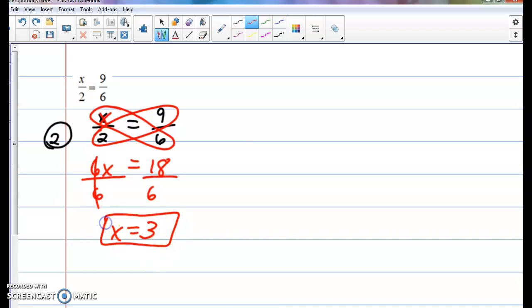And for this one, let's do a real quick check and just plug in 3 here. So 3 over 2 can't reduce, so I can say that way. You can say 9 over 6 can reduce to 3 over 2, so that works. Or 3 divided by 2 is 1.5, and 9 divided by 6 is 1.5, so that checks.